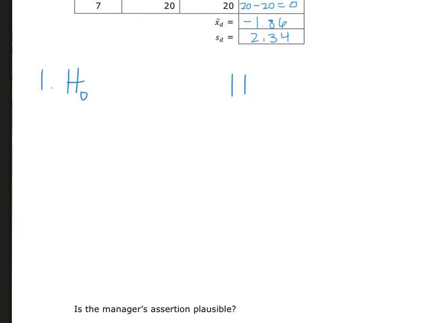So we want the null and the alternate. Well, for this type of test, we are going to be testing the mean difference, and we calculate it as mu sub d. And the null is always that there is no difference, that mean is equal to 0. And the alternate is going to be about mu sub d. And from the write-up, we determine what goes in there.